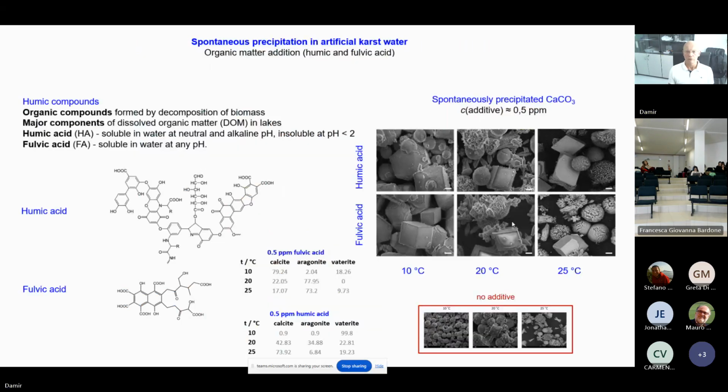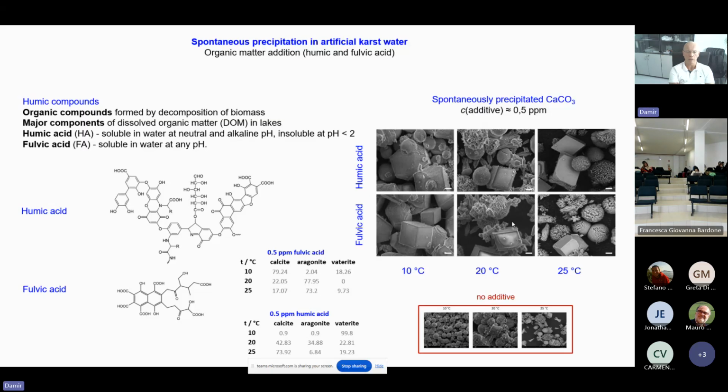But then we understood that the chemical composition of karst water is not described only by inorganic components; there is also a certain content of organic matter. The organic matter was expressed in a way that we don't actually know what its composition is, although we have a clue what it could be.